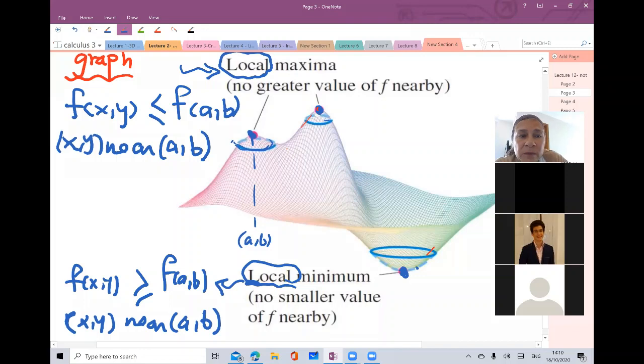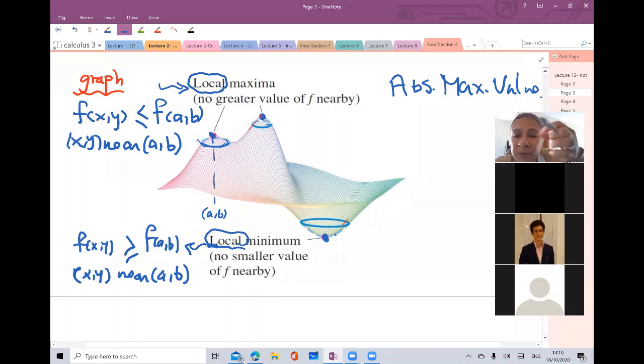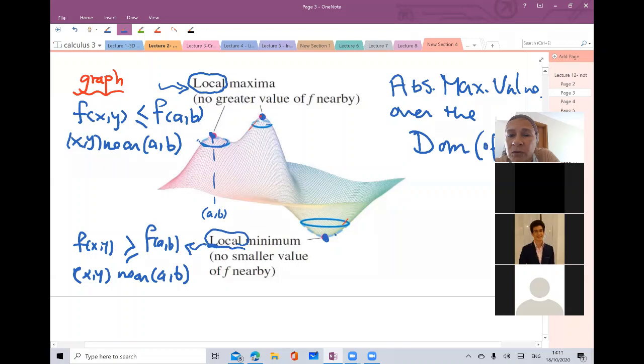إنما when I'm talking about absolute, إيه الفرق بقى? What is the absolute maximum in this graph? What is the absolute maximum value? عرفنا local: I'm looking at nearby points around my maxima. إنما when I'm looking overall, I'm looking for the absolute maximum over the whole domain of f, okay? Over the whole domain of f.